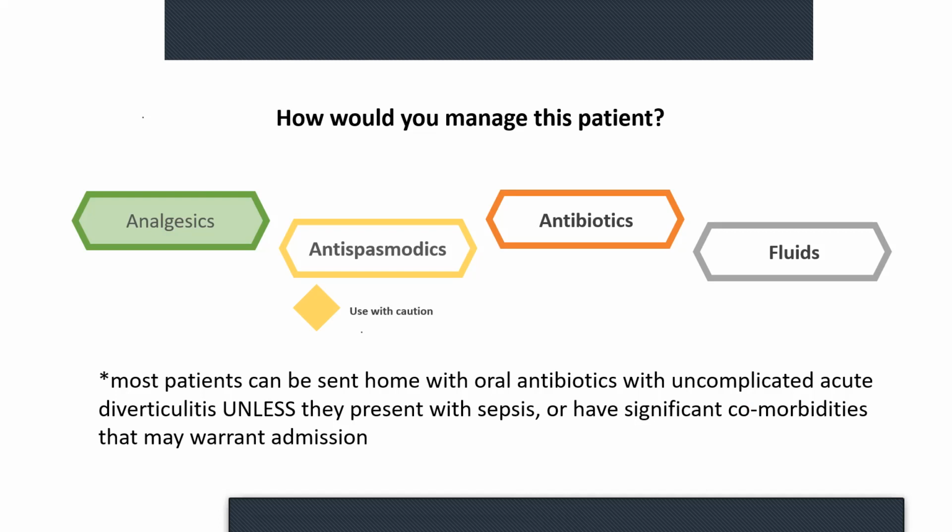You should also initiate the patient on antibiotics. And if they have any signs that they're dehydrated or septic, you would need to initiate them on the Sepsis 6. Part of that would be fluids as well. Most patients with uncomplicated acute diverticulitis can be sent home with oral antibiotics, unless they present with sepsis or have other significant comorbidities that may warrant hospital admission.